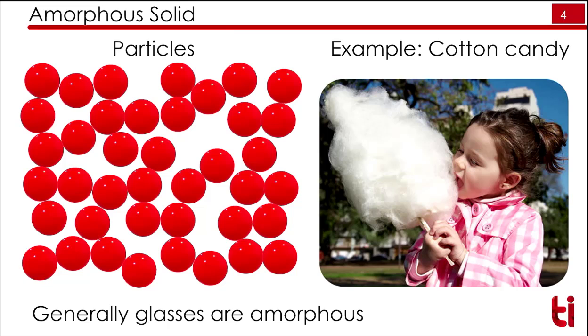And here we can see that the main difference between metals and ceramics, or metals and glasses, is that glasses are generally amorphous in nature, and this amorphousness comes from the arrangement of atoms. In that you can see the red particles are arranged here, but they are not periodic, they are irregularly arranged. So we can call this an amorphous structure, and generally glasses are amorphous in nature. The example is cotton candy.